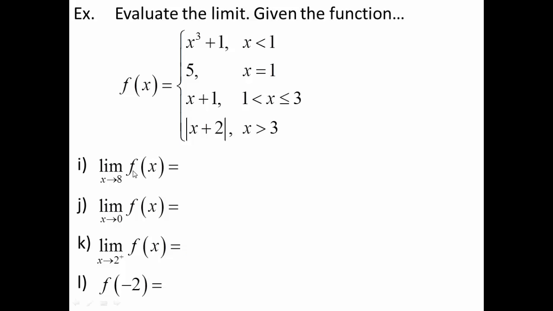And the last group, x approaches 8, so 8 is not a boundary value. It's clearly within this interval right here. So there's no need to do left hand, right hand. I'm just going to plug in 8. 8 plus 2 is 10, so the answer is 10.